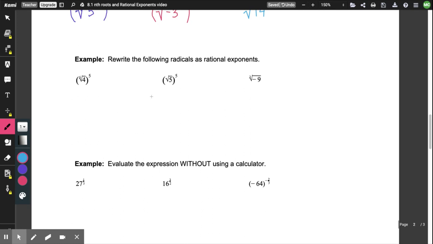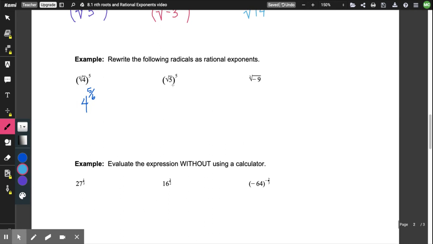Okay, next up, we're going to rewrite radicals as rational exponents. So we're going to go the opposite direction. So now I have the 6th root of 4 to the 5th power. So the radicand is going to be the base. The power is going to be my numerator of my exponent. And the index is going to be my denominator. So this would be the same as 4 to the 5/6 power.